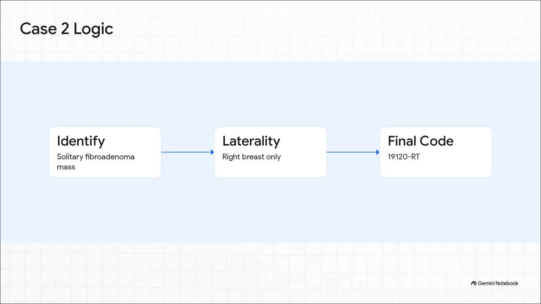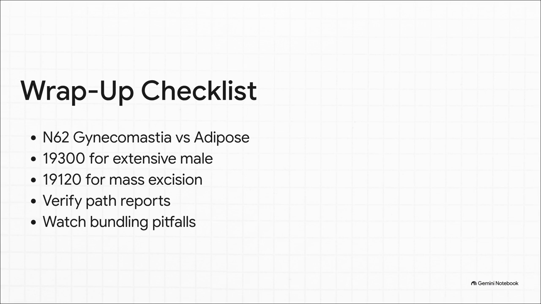So, to summarize today's explainer, here is your quick must-do checklist. Always differentiate between true glandular gynecomastia and simple fatty tissue. Reserve 19300 for extensive glandular mastectomies and use 19120 for targeted mass excisions. Make it a habit to verify your pathology reports before dropping that final bill and constantly be on the lookout for those tricky liposuction bundling pitfalls.